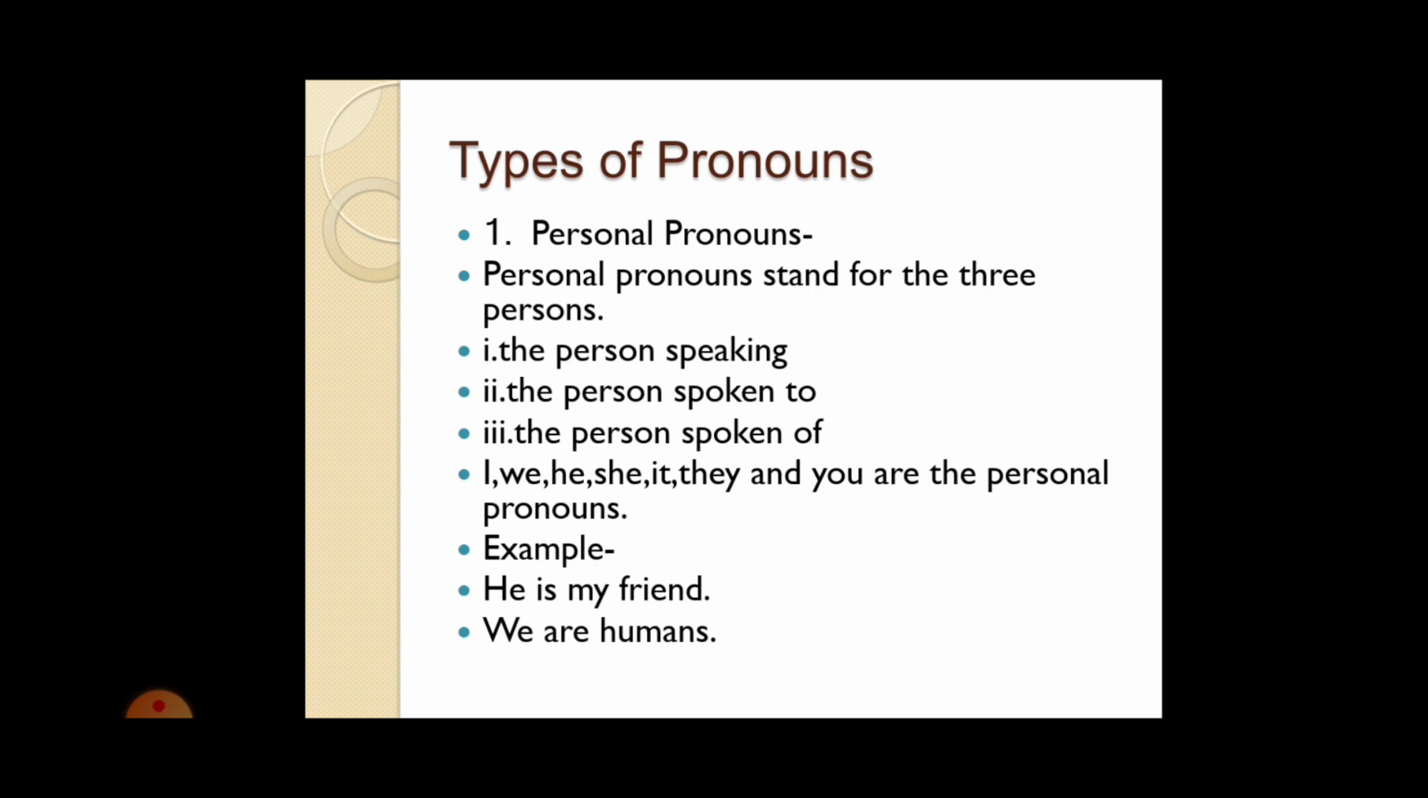Personal pronouns. Personal pronouns stand for the three persons: the person speaking, the person spoken to, the person spoken of. I, we, he, she, it, they, and you are the personal pronouns in the English language. Here are a few examples of personal pronouns. He is my friend. We are humans. In the first sentence, he is the example of a personal pronoun. In the second sentence, we is an example of a personal pronoun.